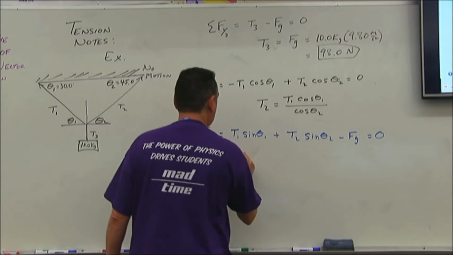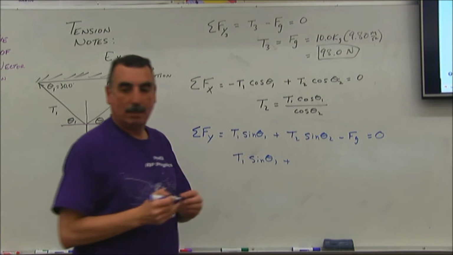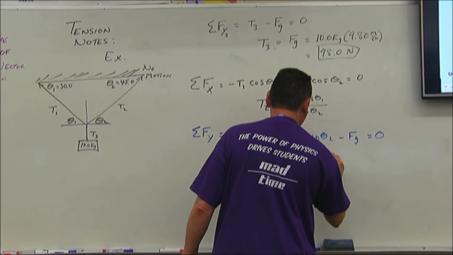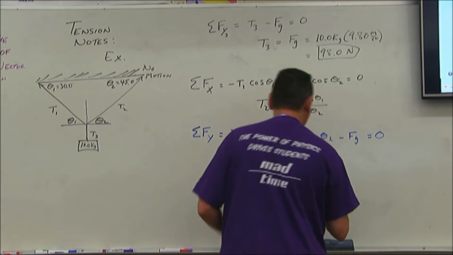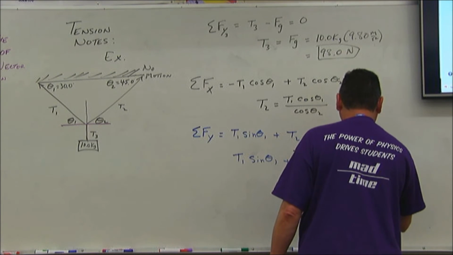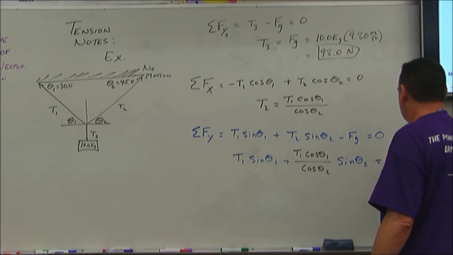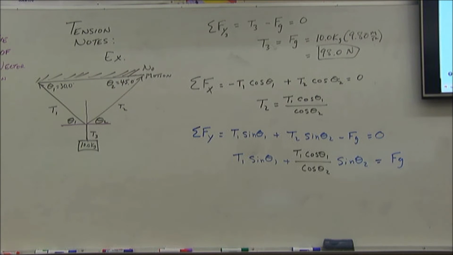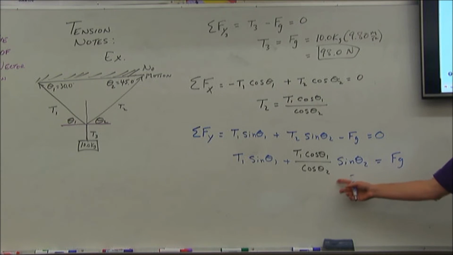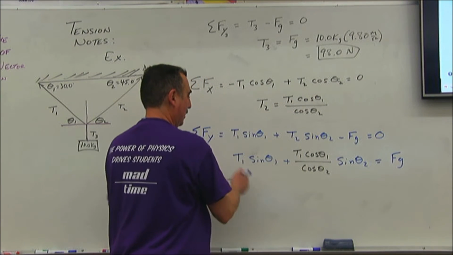So I'm going to rewrite it. T1 sine theta 1 plus T1 cosine theta 1 over cosine theta 2 times sine theta 2. Can I bring this over? Is that okay? Yes, no? Okay. Fg. Don't you see it? This is exciting. Look, that's going to make life easy. Yeah, and you can factor out T1. So I'm going to do it.